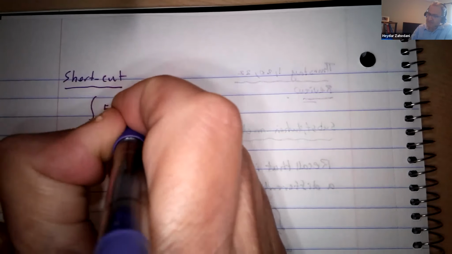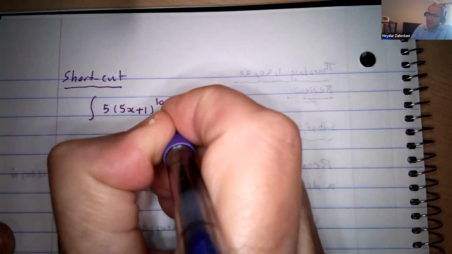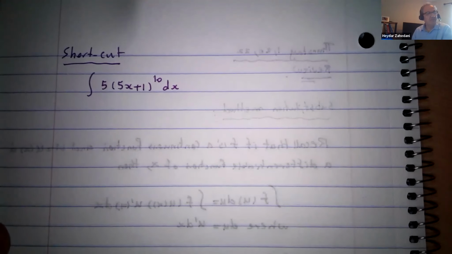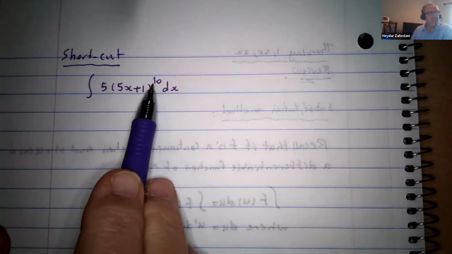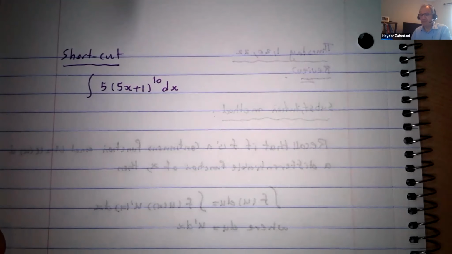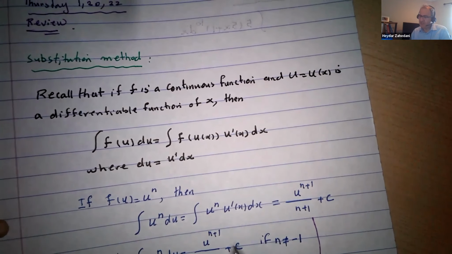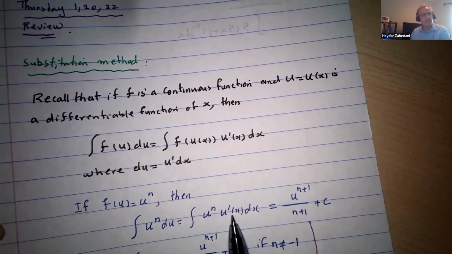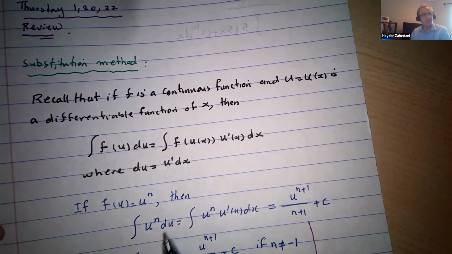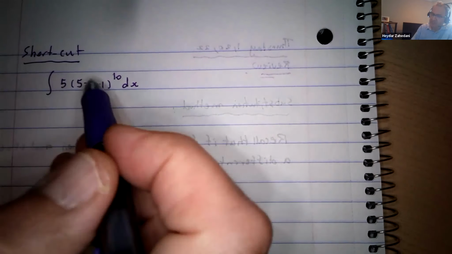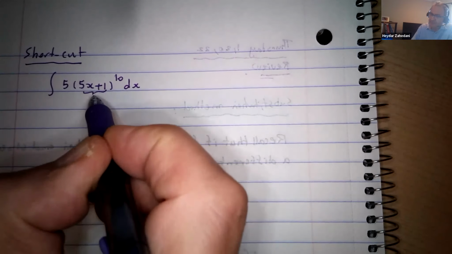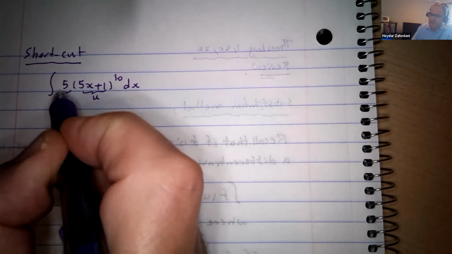So the shortcut is going to be, see, what was the problem? The problem is 5 times (5x plus 1) to the 10 dx. You see, the format is going to be u to the 10. So look at this formula: this is going to be u to the n. You need the u prime here. U prime dx is the one that you call the du. So you may look for the u prime. If you call this one u, u prime would be 5. This is u prime, so what you can do is switch it.